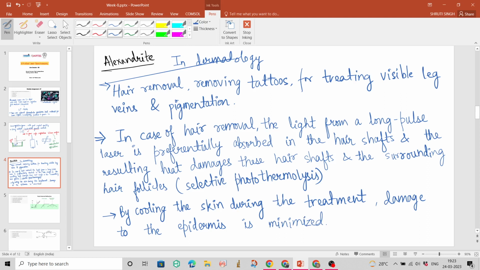So this Alexandrite laser has an application in laser removal therapies. That laser does not cause damage to the skin because, while doing that treatment, we cool the skin so that the top layer of our skin, which is the epidermis, doesn't get damaged.